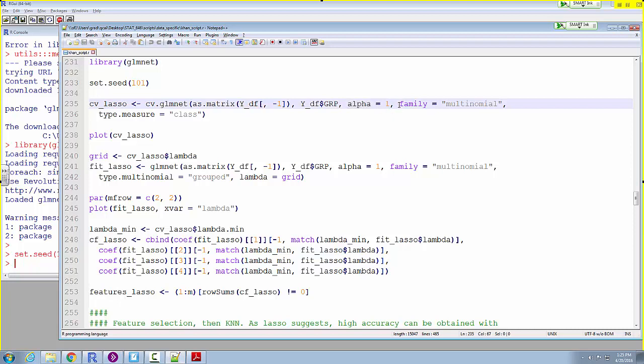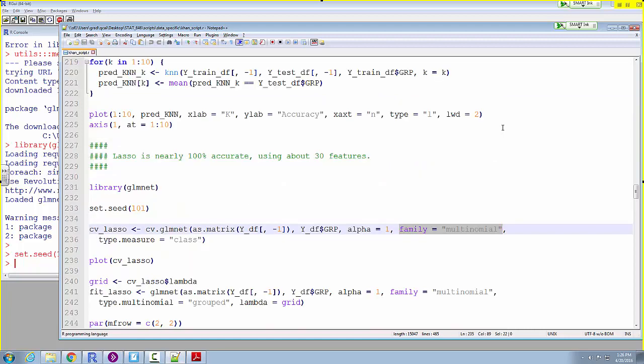What kind of model do you want to fit? This is a generalized linear model function, which means it can do linear regression, it can do logistic regression, it can do multinomial regression if you have more than 2 categories. So specify family equal multinomial, because we have 4 or 5 categories. It's not binomial.